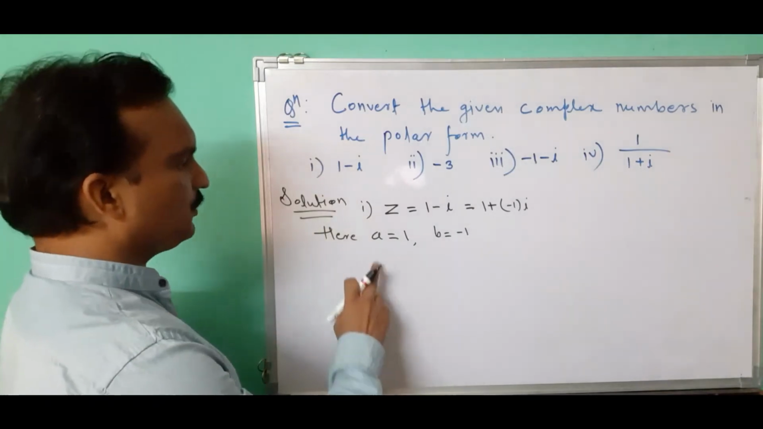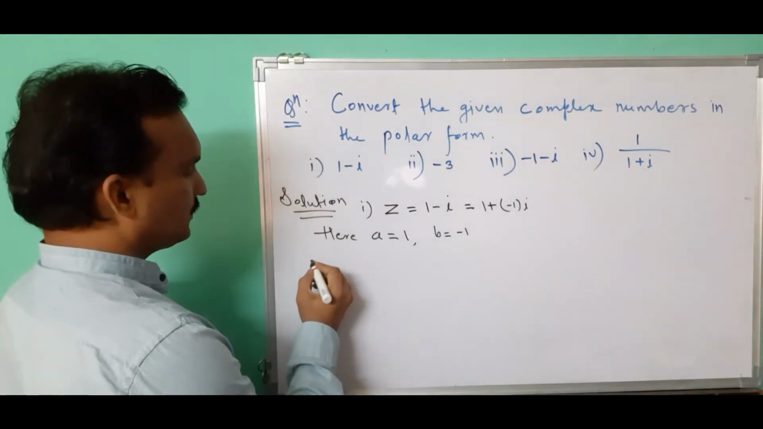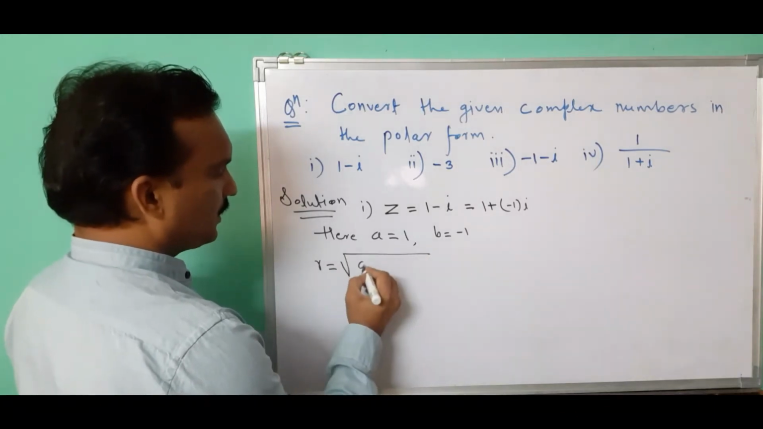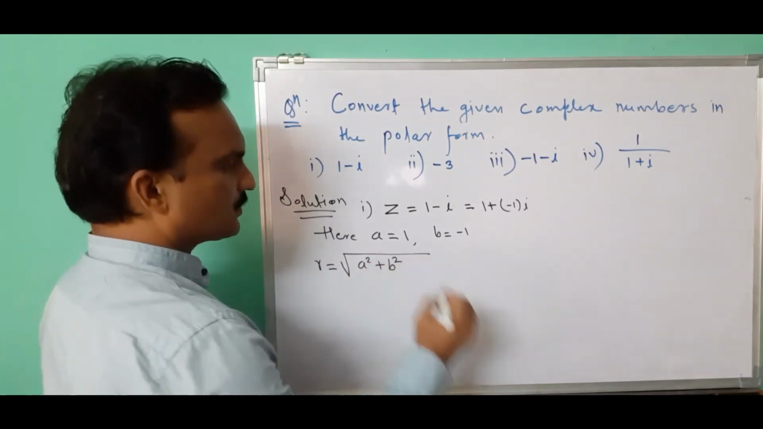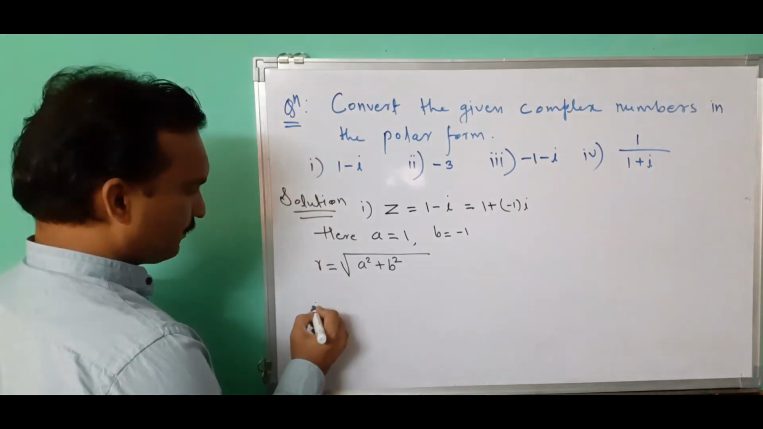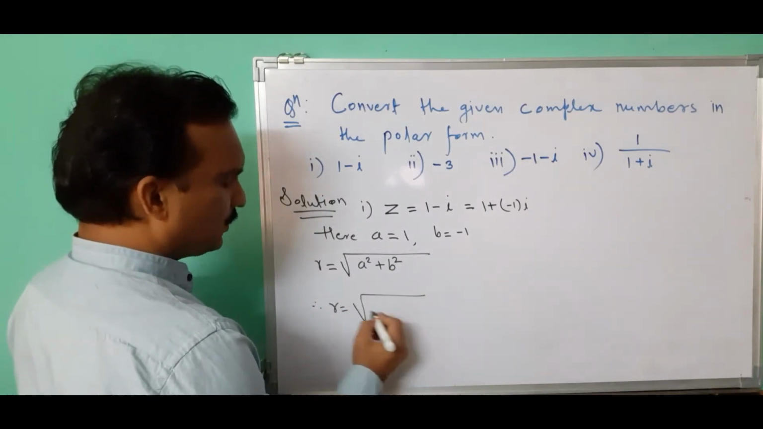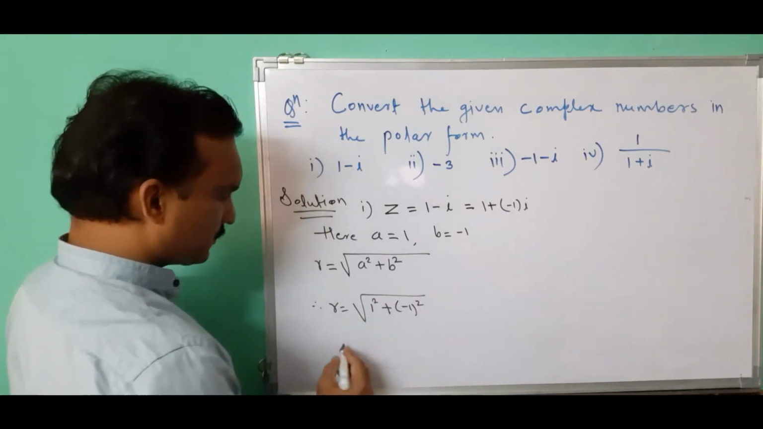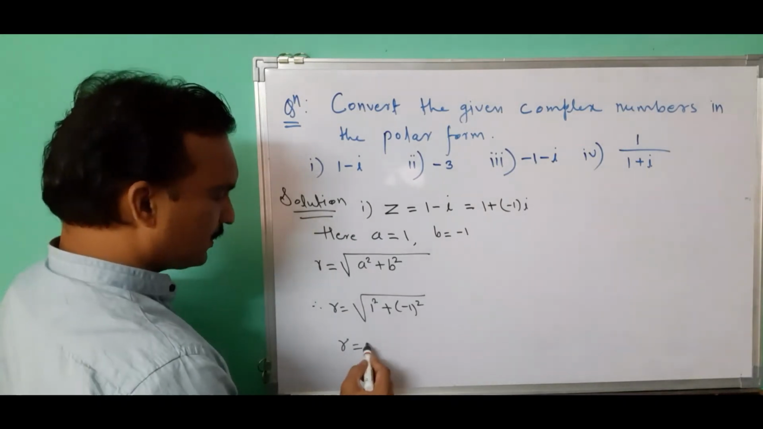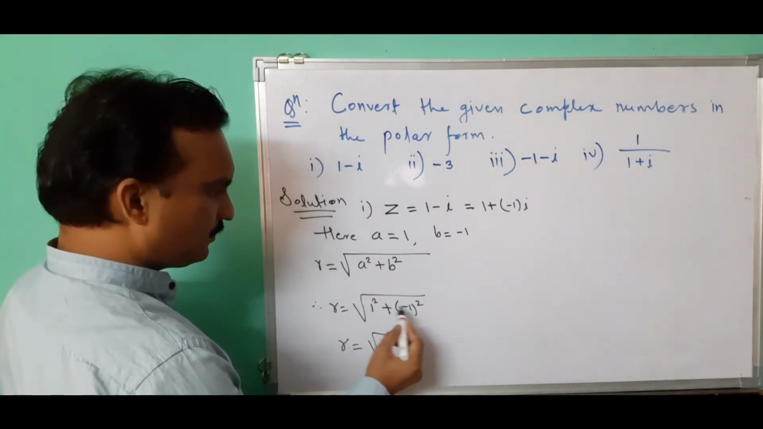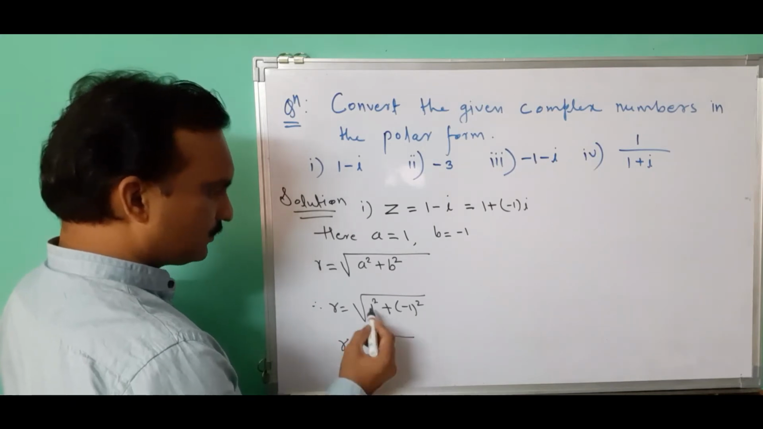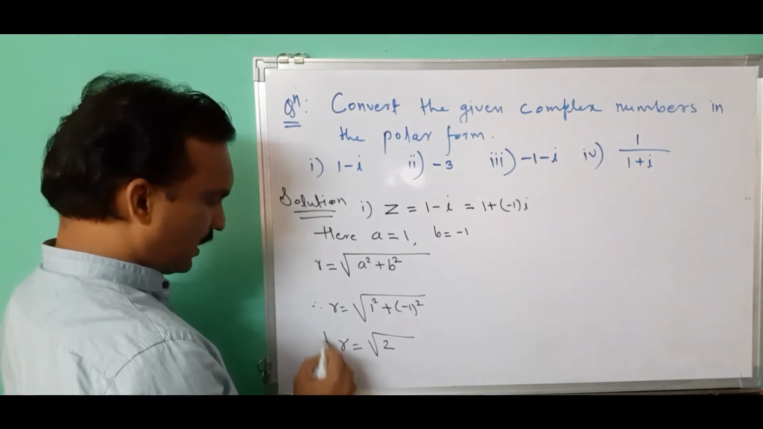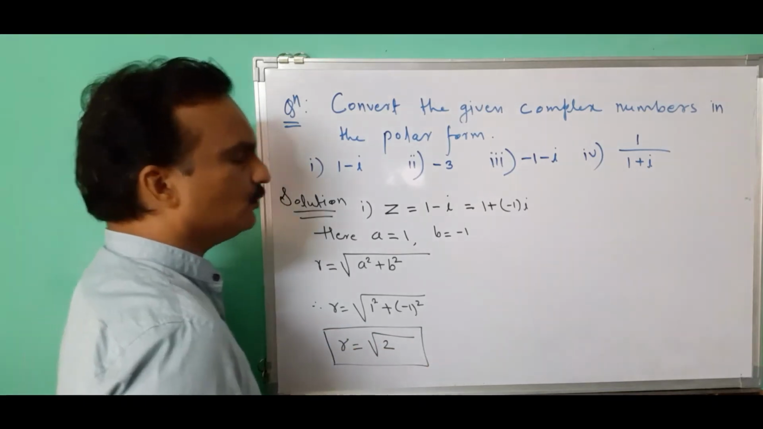Find out the value of r. r is equal to square root of a square plus b square. Therefore, r is equal to square root of 1 square plus minus 1 square. So r is equal to square root of 1 plus 1, that is 2. 1 square is 1, minus 1 square is 1, 1 plus 1 is 2. So the value of r is square root of 2.